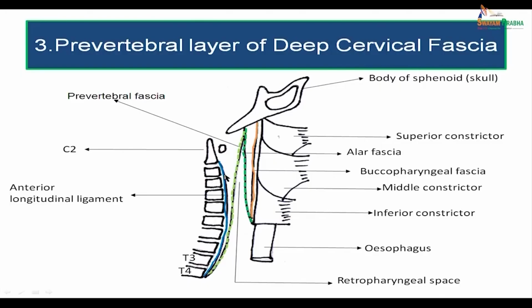And just in front of the bones of the vertebrae, or just in front of the vertebral column, we have this blue colored line. This is the anterior longitudinal ligament. So we can see now the prevertebral fascia starting from the base of the skull, passing down, splitting into two layers, the anterior one called the alar fascia, which is fusing with the buccopharyngeal fascia, and the posterior layer, the prevertebral layer, continuing down and in front of anterior longitudinal ligament all the way down till the level of T3, T4 vertebra.